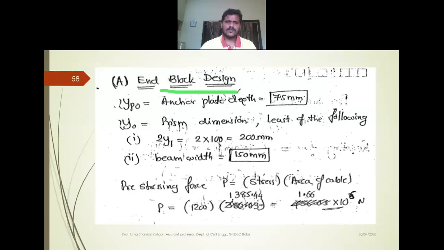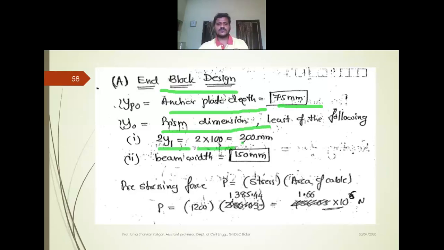Then calculate the anchor plate depth, he has given as 75 mm. But the prism dimension is 2 times y1. y1 is 100, so this is 200 mm, and y0 is also equal to the beam depth, which is 150 mm. Out of these two values, the lowest value is 150 mm. Therefore, y0 is equal to 150 mm.